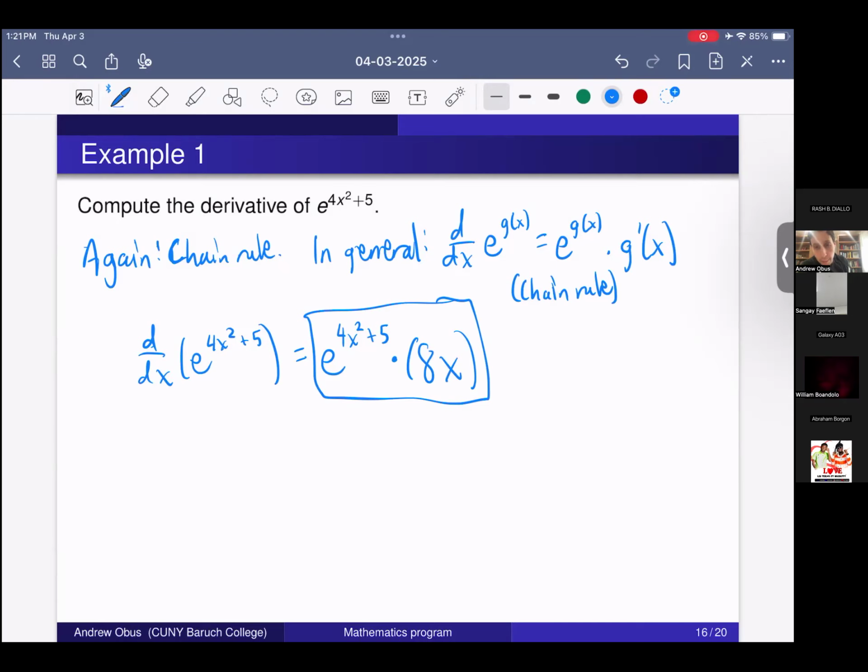Yes, Abraham. The g prime of x is the derivative of the 4x to the second power, right? Exactly. This here is your g of x, and this here is the g prime of x. It's the whole 4x squared plus 5, but the 5 disappears, so you're left with just 8x. Is that okay? Okay, good. Other questions?